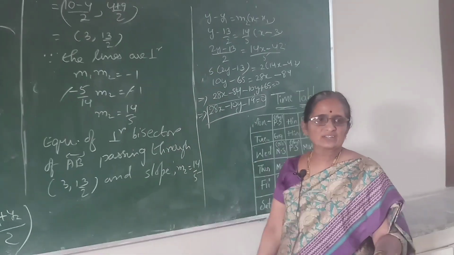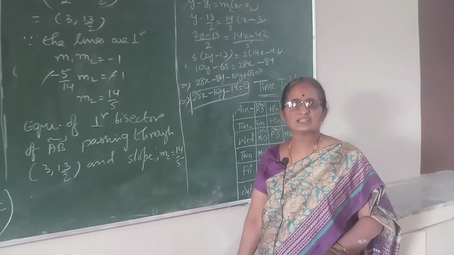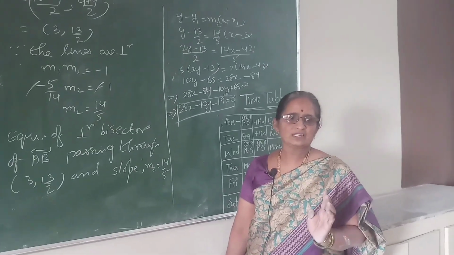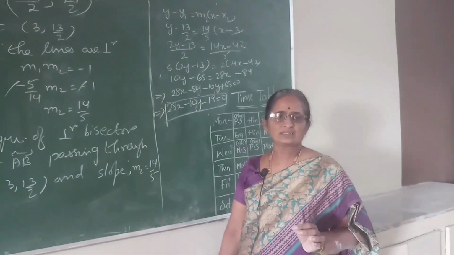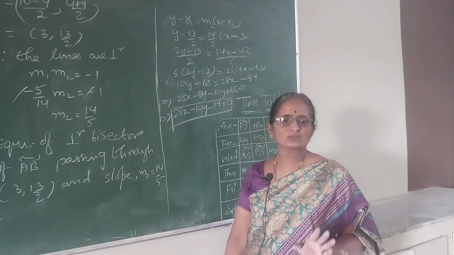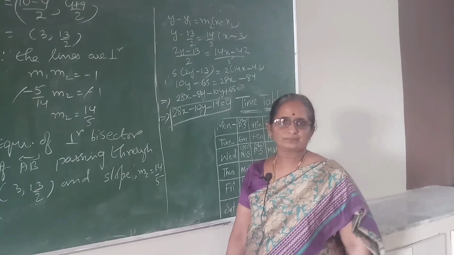Here today we have completed Roman 3 also from exercise 3a. In this particular last problem, you can see there are three main things to be remembered: what is median, what is altitude, what is perpendicular bisector. Then only you can do this particular problem. So 3a exercise is completed. Thank you.